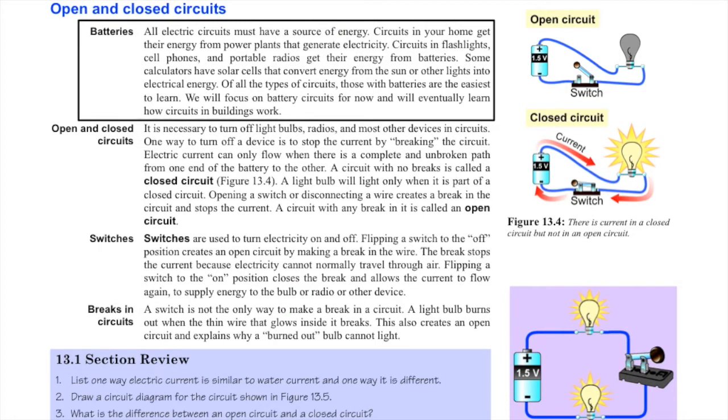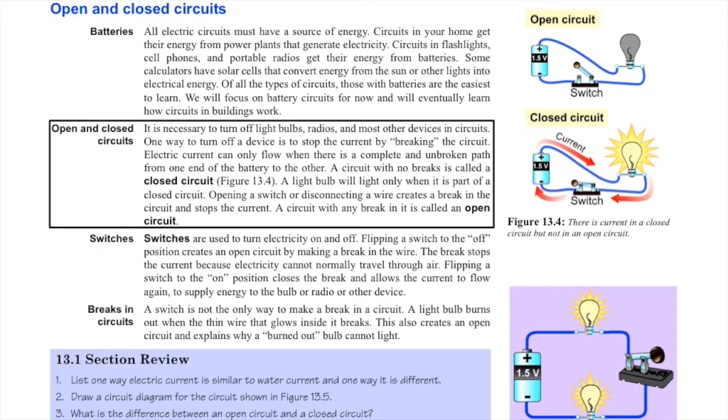Open and closed circuits. Batteries. All electric circuits must have a source of energy. Circuits in your home get their energy from power plants that generate electricity. Circuits in flashlights, cell phones, and portable radios get their energy from batteries. Some calculators have solar cells that convert energy from the sun or other lights into electrical energy. Of all the types of circuits, those with batteries are the easiest to learn. We will focus on battery circuits for now and will eventually learn how circuits in buildings work.